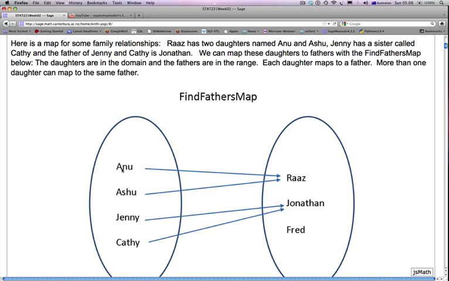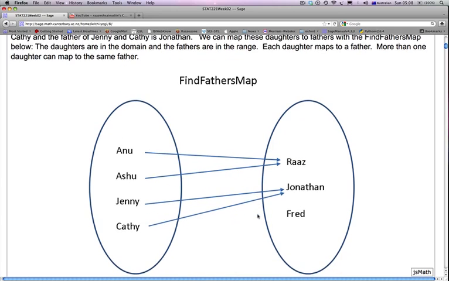Each daughter maps to a father. Anu is mapped to Raz, and this arrow is the mapping. And Jenny is mapped to Jonathan. More than one daughter can map to the same father, like Anu and Ashu are being mapped to Raz, and Jenny and Kathy are being mapped to Jonathan.